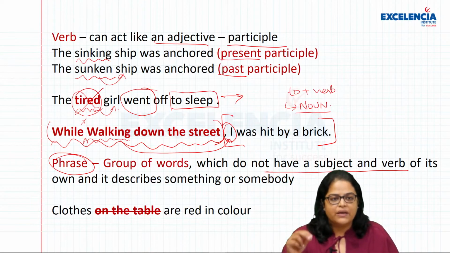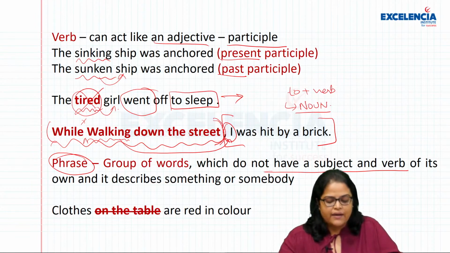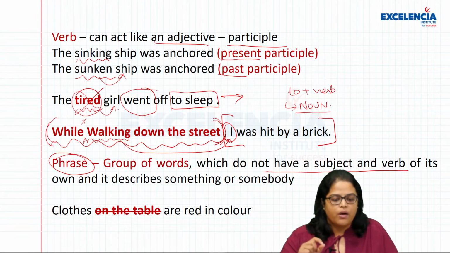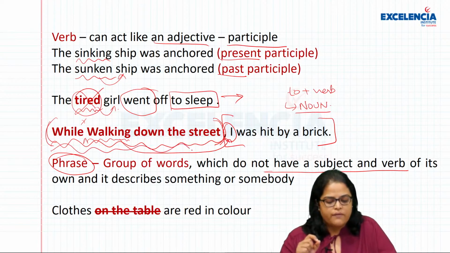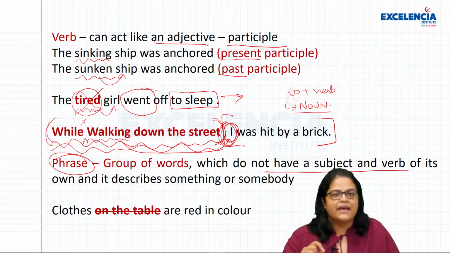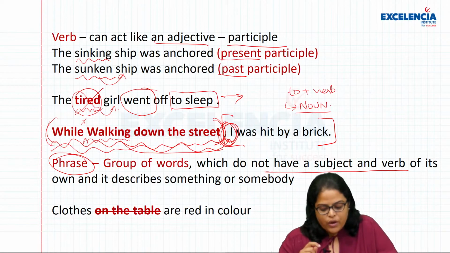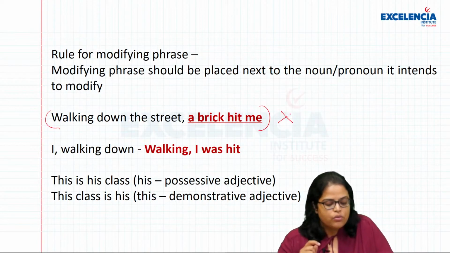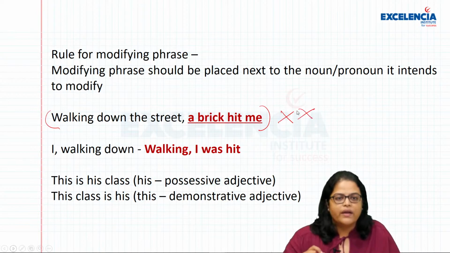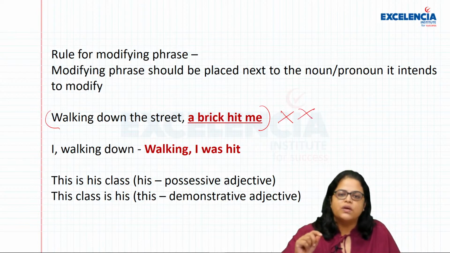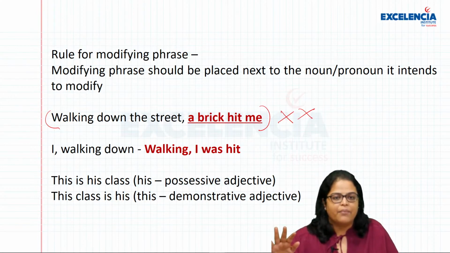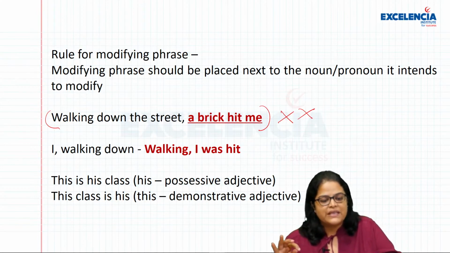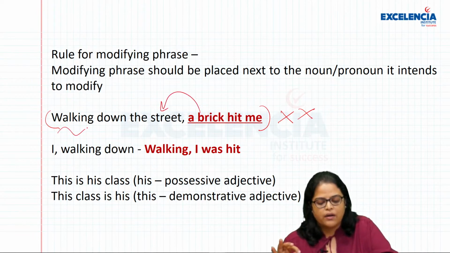And exactly because, Yutika, these phrases can never stand alone on their own, the rule in modifiers says that this modifying phrase has to be placed next to the noun or pronoun it intends to modify. Which means, guys, this sentence is absolutely wrong: walking down the street, a brick hit me. They catch you on this on the SAT very often. Walking down the street, a brick hit me is incorrect grammar, because this will seem to suggest, guys, as if the brick was walking down the street.